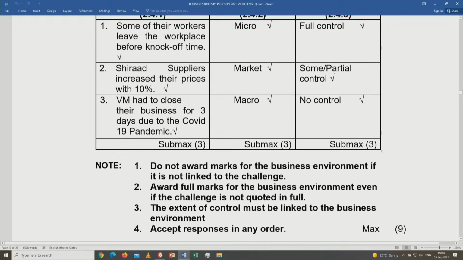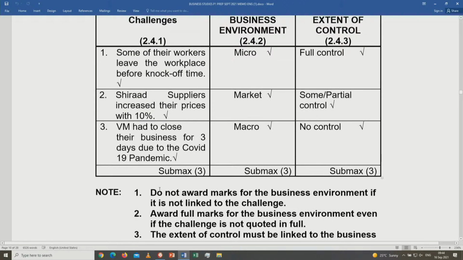Now, look at the notes. Number 1, it says, do not award marks for the business environment if it was not linked with the challenge. What does that mean? If the learner simply wrote microenvironment but did not link that with the challenge, you can't award marks. Number 2, award full marks for the business environment, even if the challenge is not quoted in full.